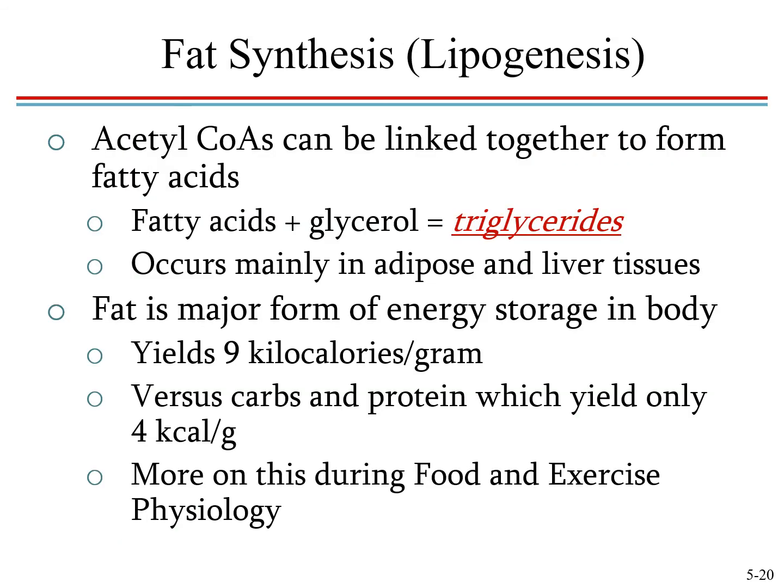All right, lipogenesis. Acetyl-CoAs, of course, can be linked together, and when they're linked together, they form fatty acids. So you remember that the fatty acids plus glycerol become what's called triglycerides. And this is where it occurs, mainly in adipose as well as the liver. This is how individuals sometimes get a fatty liver. Fat itself is, like I mentioned before, a major form of energy storage in the body because it yields 9 kilocalories per gram. Now, carbs and proteins only yield 4. And we're actually going to delve deeper into this when we do food and exercise physiology.